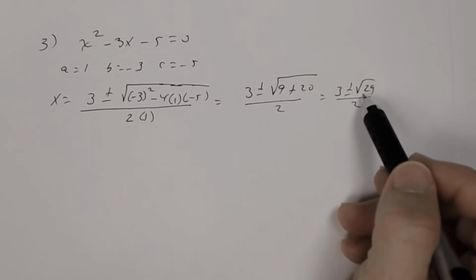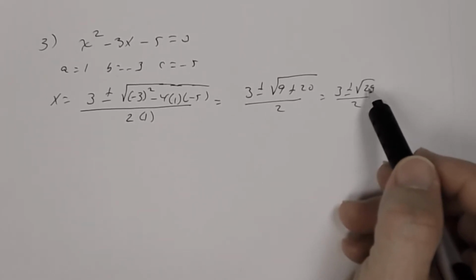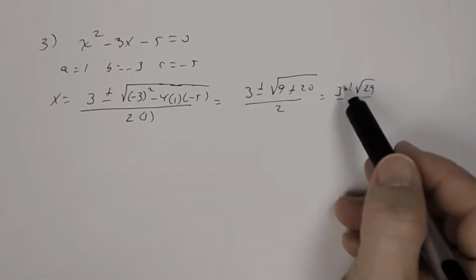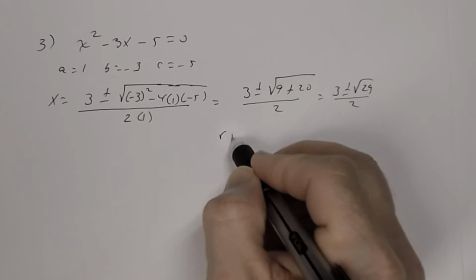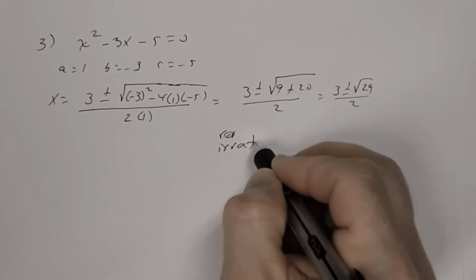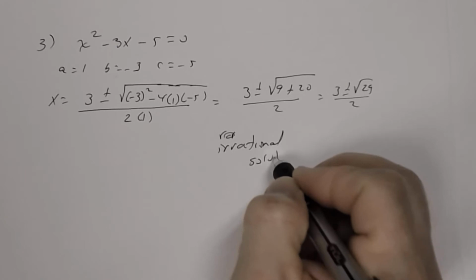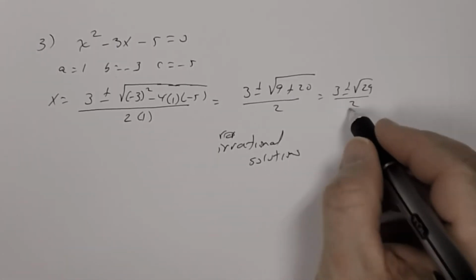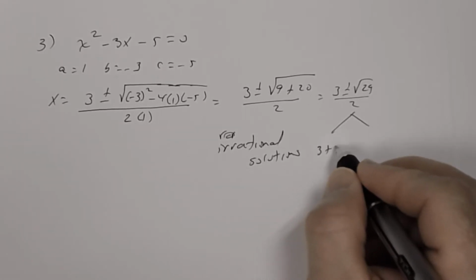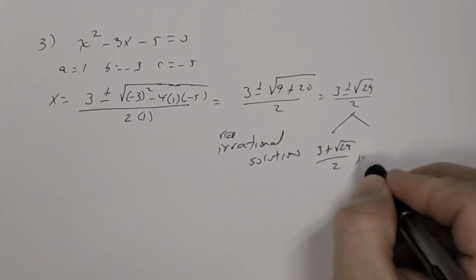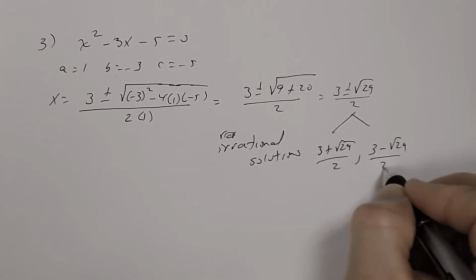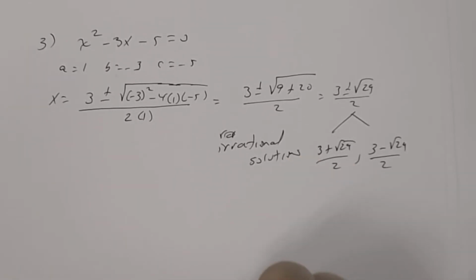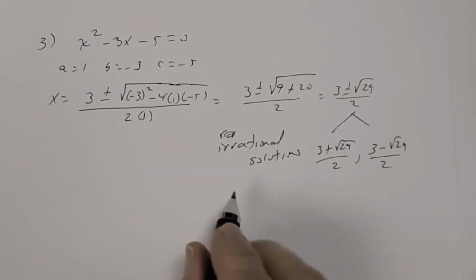Here's the point. I want you to notice that 29 is not a perfect square, and so remember, if it's not a perfect square, this is not rational, it is irrational. So these are irrational solutions. Okay? Now, remember we broke this down into 2 parts. You can also write this as 3 plus the square root of 29 divided by 2, and then 3 minus the square root of 29 divided by 2. And notice those are two different irrational solutions.